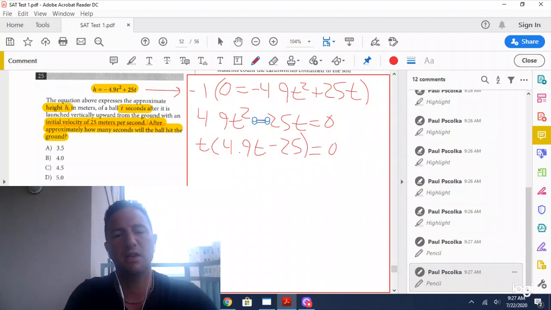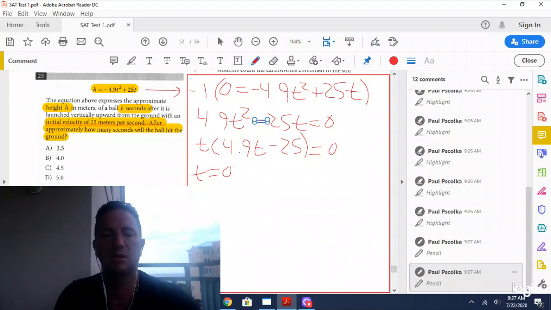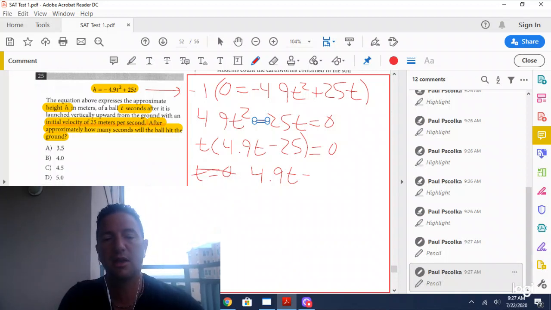Now notice I can set each part equal to 0, because if t equals 0, it's going to multiply by whatever's in the parentheses and you get 0. And if whatever's in the parentheses winds up being 0, then it's going to multiply by the t, and you're going to get 0 for the whole thing. So my two equations: t equals 0, that is not an answer choice. That would be when you're first launching the ball, of course. And the other one is 4.9t minus 25 equals 0.